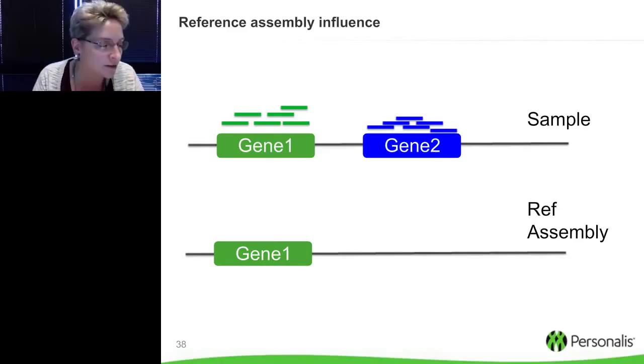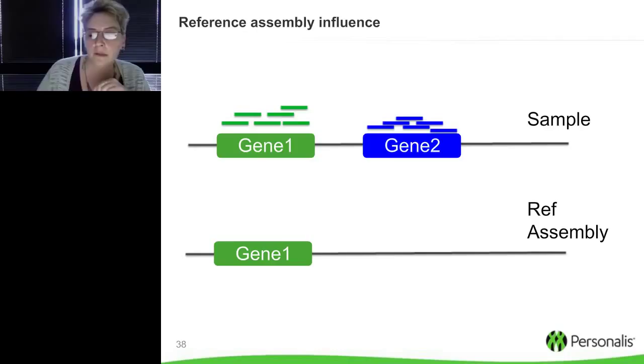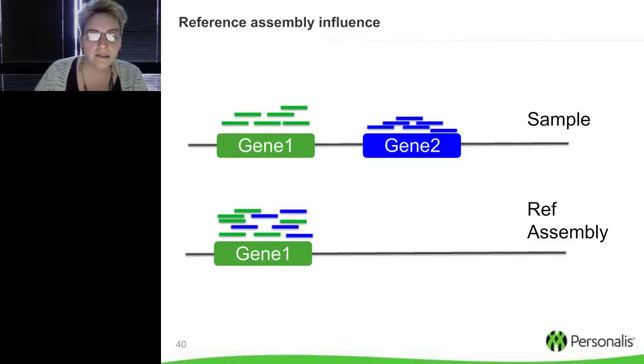What I'm showing you here is a cartoon example where we have a sample that has gene 1 and gene 2, but our reference assembly, the assembly that we're going to use for analysis, only contains gene 1. Now, the way that most people tend to think about this is, well, I'll be able to analyze gene 1, but I might not be able to analyze gene 2. And I think the problem with that is that that is actually the best case scenario. Because if gene 2 is related to gene 1 in any way, you might start seeing reads that are derived from this gene 2 locus recruited and aligned to the gene 1 locus in your reference assembly.